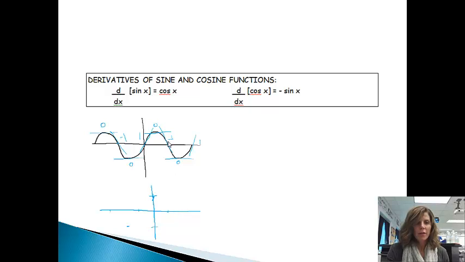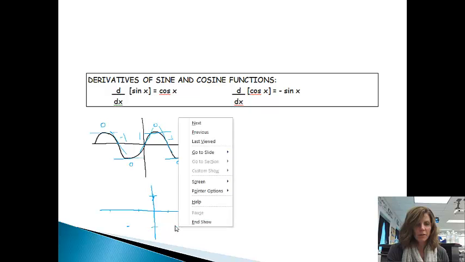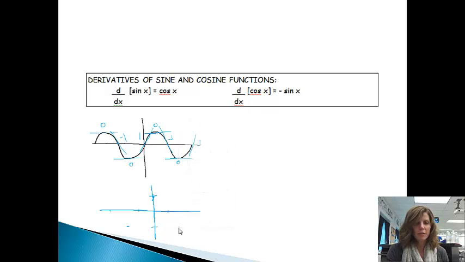And then the next thing over, I have a slope of -1, so again, I'll go down to -1 and put a point. And then again, I have a slope of 0. And then once again, I have a slope of 1. Now let me go ahead and connect those to see what's going on here.